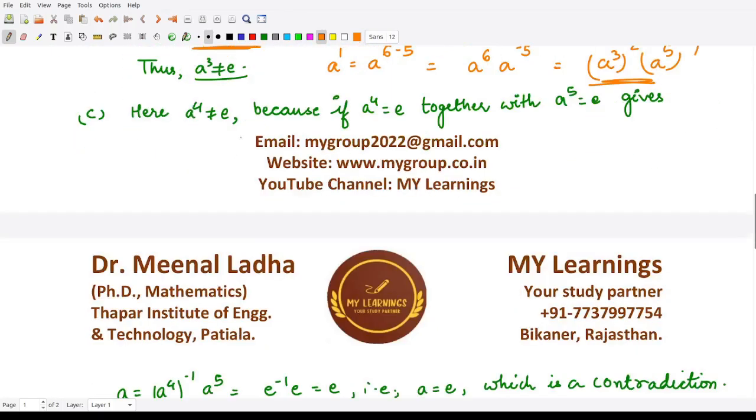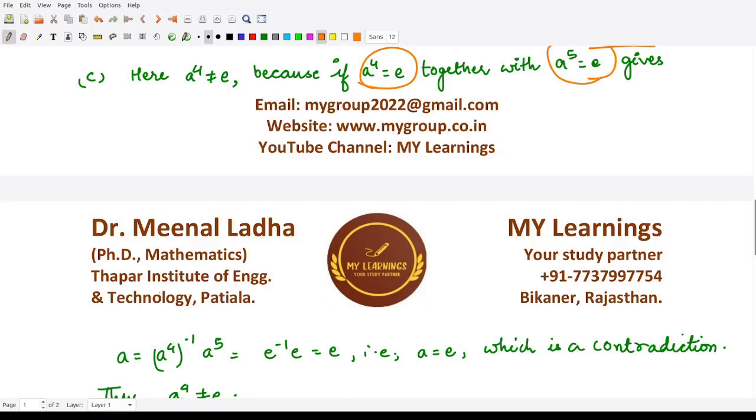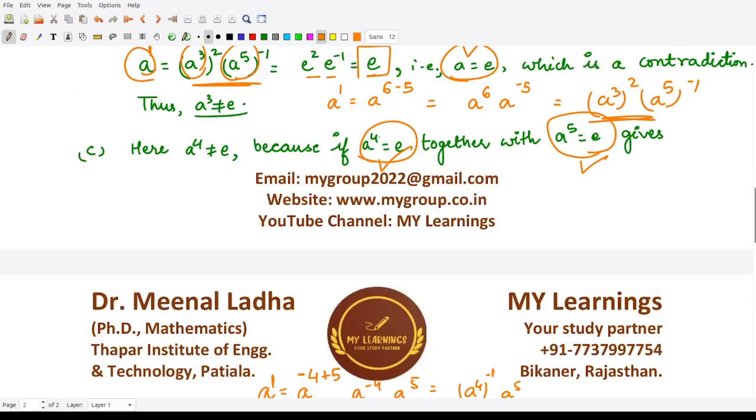What about a raised to power 4? If a raised to power 4 is identity, together with this expression, which is the given condition, right, we are now able to write a raised to power 1 as a raised to power minus 4 plus 5. So you can write a raised to power 4 whole raised to power minus 1 and a raised to power 5 like this. Now you can substitute the value of a raised to power 4 as identity, right, and a raised to power 5 as identity, so that you again get a is equal to e, which is not possible. Hence this case is discarded.